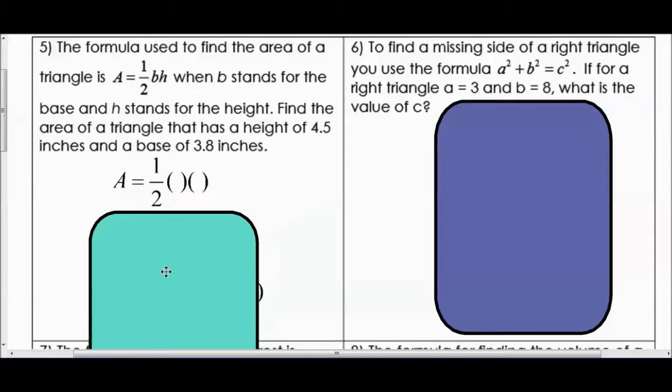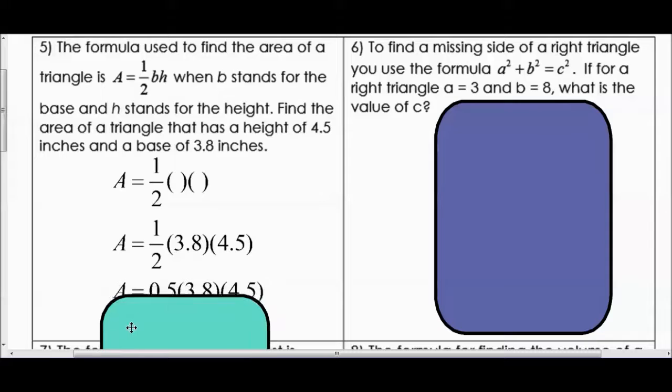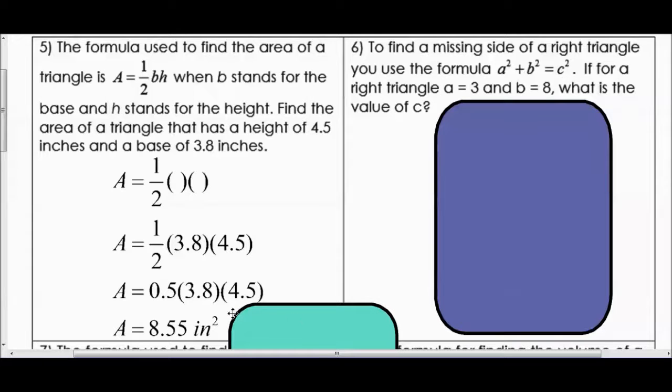So our formula with parentheses, we're going to plug that 3.8 in for the base and 4.5 in for the height. I'm going to change the fraction into a decimal, change that into 0.5 just by doing that division, 1 divided by 2. Really now I'm just going to multiply straight across. 0.5 times 3.8, that number, which is 1.9, times 4.5. And that gives you 8.55.